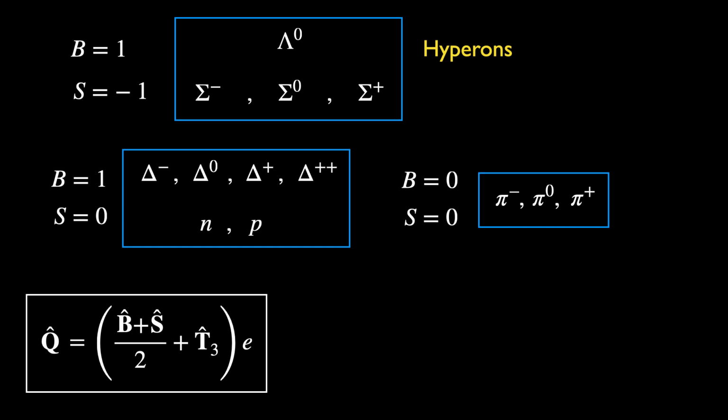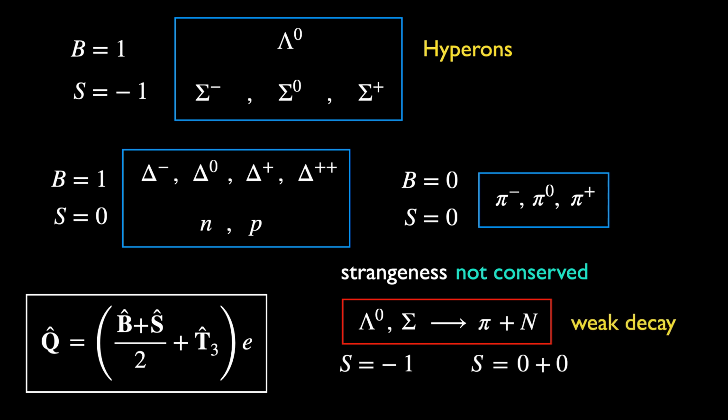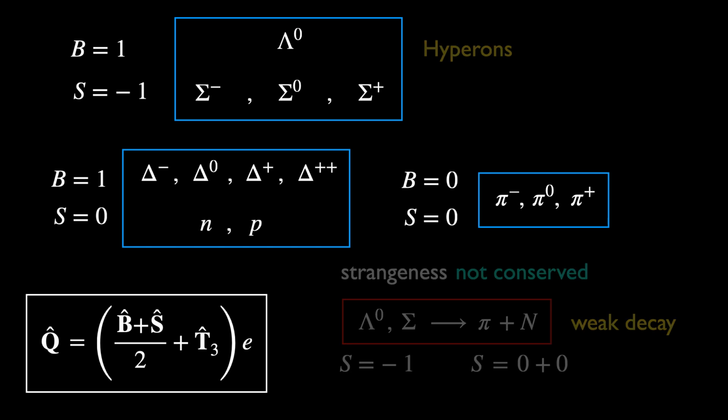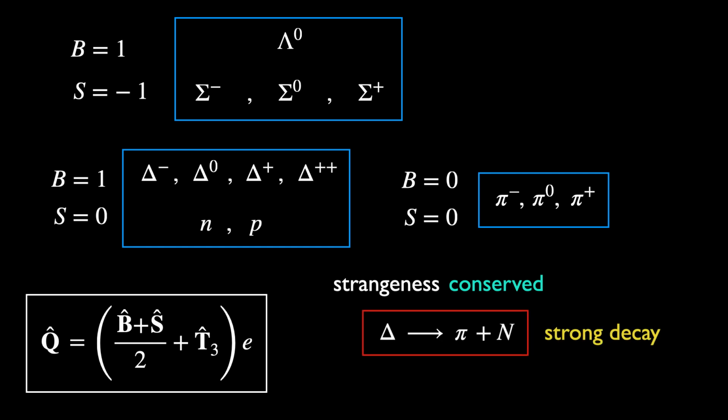Our new charge formula holds for all these cases, and we shall assume this to be true where the strong interaction is concerned. One thing to notice from the weak decays of the hyperons is that strangeness is not conserved by the weak interaction. On the other hand, it is conserved by the strong interaction, as we can see from the strong decay of the delta particles. Furthermore, as we can see in all our examples, the value of strangeness is the same for all members of an isospin multiplet. This implies that strangeness is also invariant under isospin transformations. The same goes for the Baryon number B.